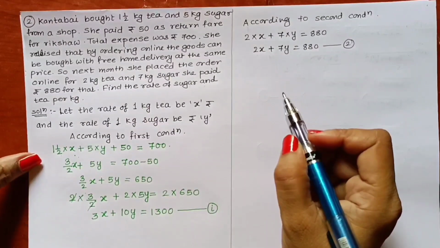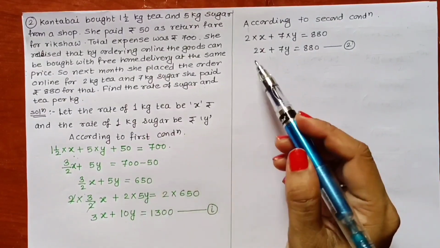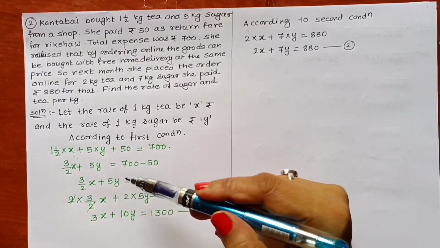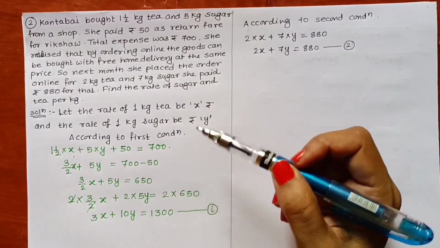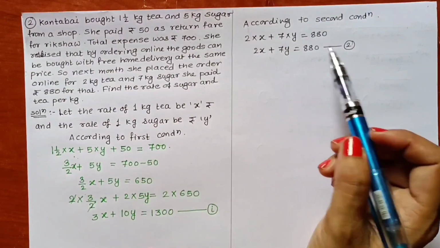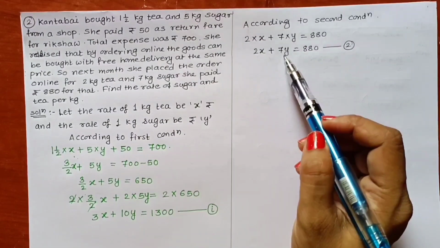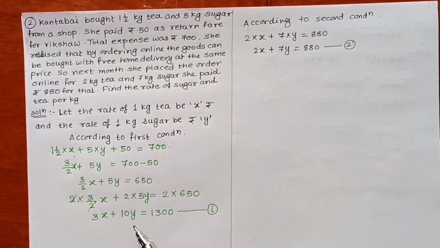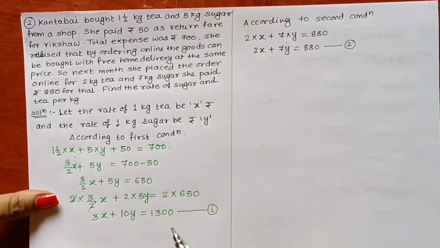So I will equalize the coefficients of x, because if I equalize the coefficients of x, I will be getting the smaller number. For equalization of coefficients of y, I would have to multiply equation 2 by 10 and equation 1 by 7, so I would be getting a very big number. So here I will equalize the coefficients of x.